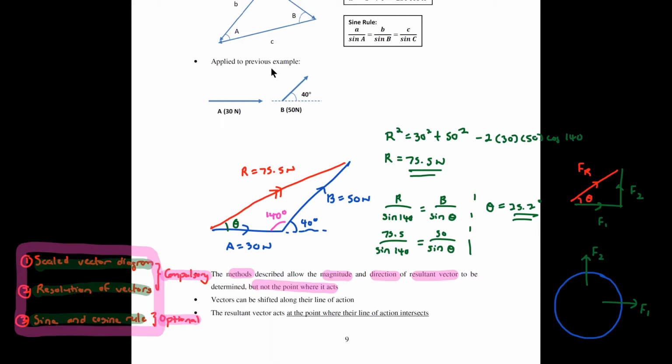To be able to determine the point where the resultant force acts, we first need to understand that vectors can be shifted along their line of action. What this means is that force F1 can be shifted along its line of action shown here, and force F2 can be shifted along its line of action shown here. The point where the lines intersect would actually be the point where the resultant vector acts. In this case, the point where the lines intersect is here. So the resultant will actually be acting here like this.